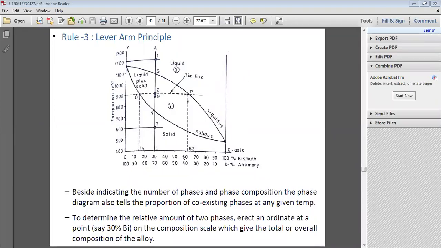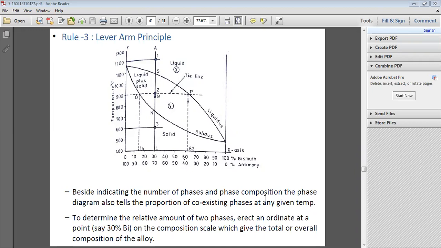So we were discussing the lever arm principle. In the lever arm principle, beside indicating the number of phases and phase composition, we have discussed how the number of phases can be calculated from an equilibrium diagram, plus the composition of phase at a particular temperature. It also tells the proportion of coexisting phases at any given temperature. If two phases are present at a particular temperature, it can be taken off your equilibrium diagram to determine the relative amount of the two phases.